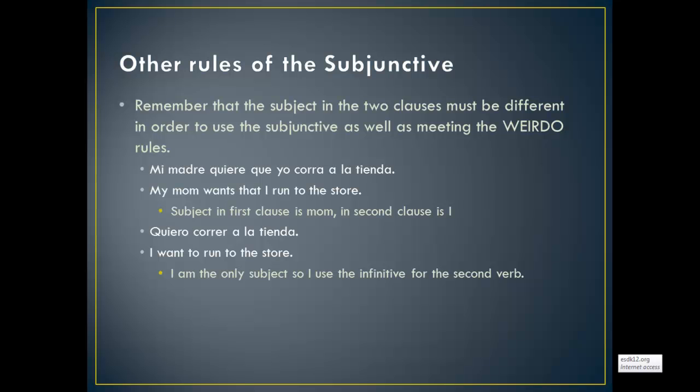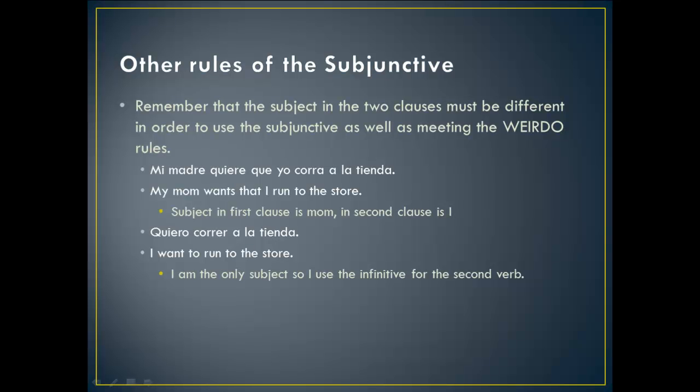So for example, mi madre quiere que yo corra a la tienda. My mom wants that I run to the store. So my mom is the subject in the first clause, I in the second clause, so I need the subjunctive. Because also you're saying she wants that I go to the store. That doesn't mean I'm going to go. Okay? So there's your little bit of doubt.